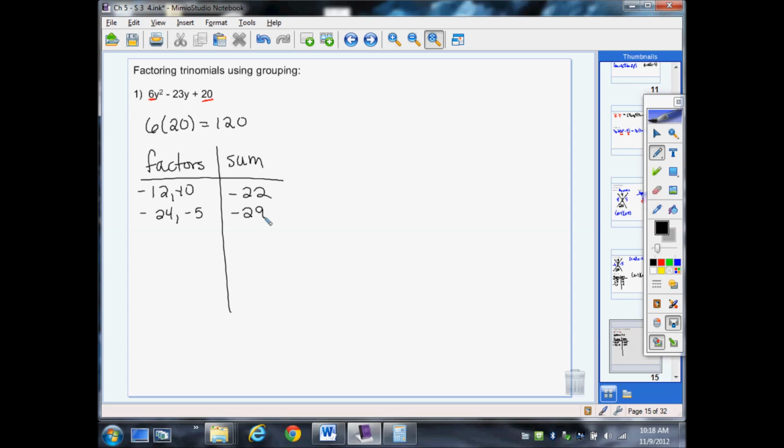I can take 8 away from the 24 and multiply it by the 5. That doesn't work. Could take 5 away from the 40 and multiply it by the 3. Negative 23. So I found my factors that work.